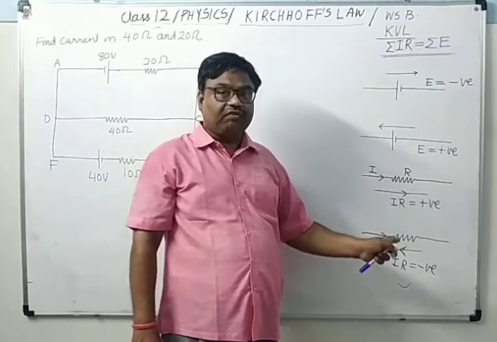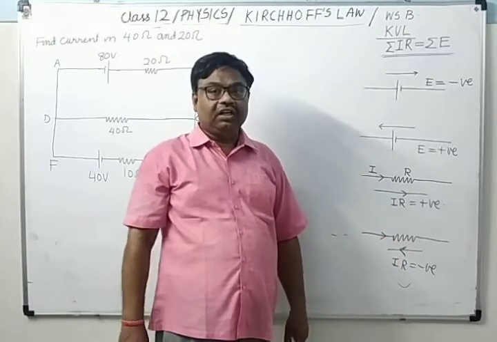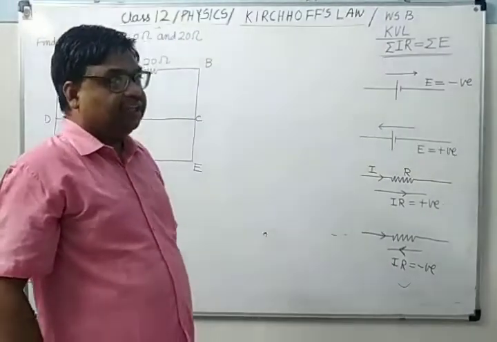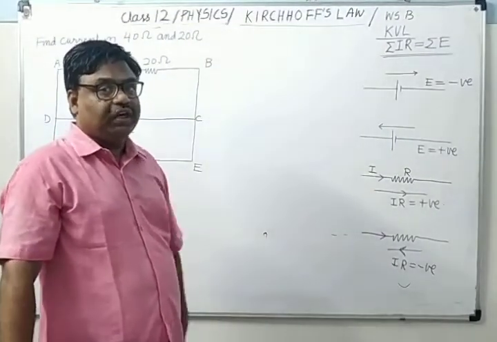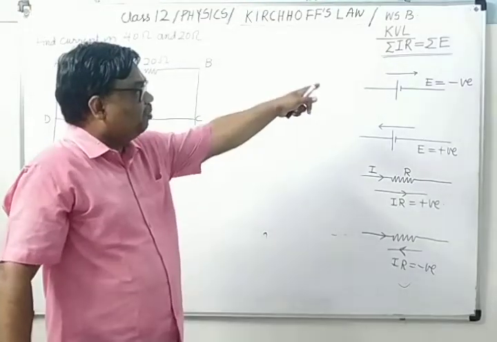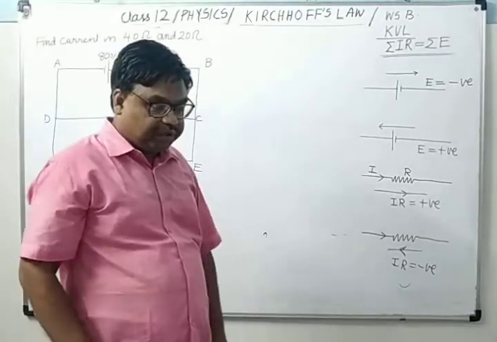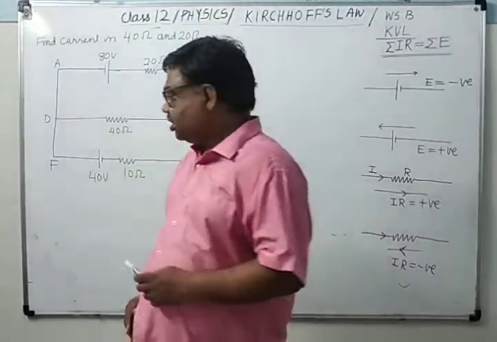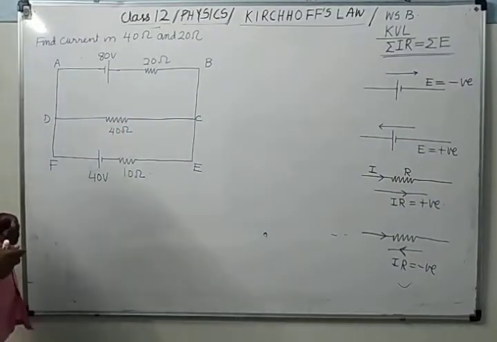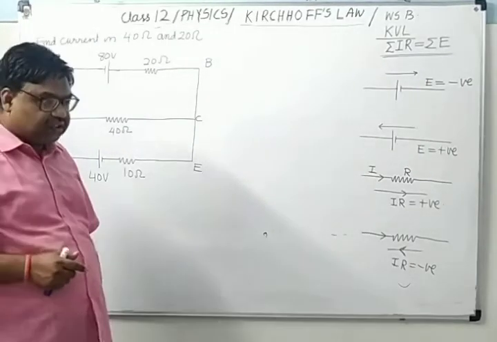Means if you are traversing opposite to the direction of current through that resistor, then I into R will be taken negative. Similarly for the EMF, if you are crossing a cell from the positive terminal to the negative terminal, EMF will be taken negative, and from negative to positive it will be taken positive. So now you can see here, in the questions which I explained that day, if you have not watched the video, then you watch that video.